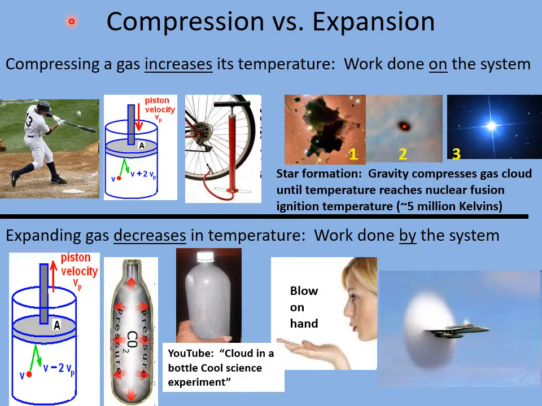So this is sort of summed up by the phenomena of compression of a gas versus expansion of a gas. So compressing a gas, meaning making it smaller, increases the gas's temperature, and this is work done on the system by the surroundings. So we just talked about the piston model there, where pushing this piston in to compress the gas increases the speed and therefore the energy and temperature of the gas.